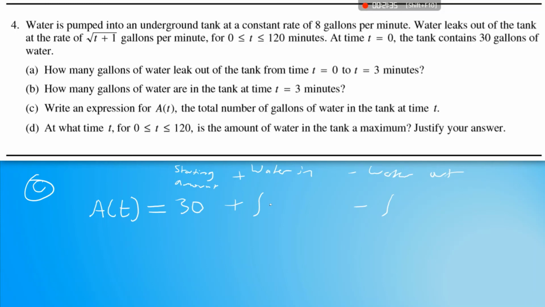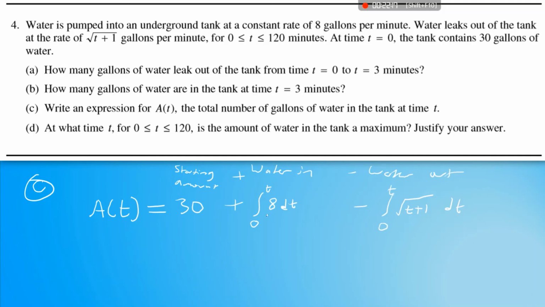What's the rate at which water is pumped in? 8 gallons per minute. Okay, so that's 8 dt. And we're integrating from 0 until what? T. Okay. And my water out is also from 0 to t. And that's going to be our L(t), how fast the water was leaking out, which is what? Root t plus 1. Root t plus 1 dt. Perfect. And I believe that's it. They just asked us to write an expression.